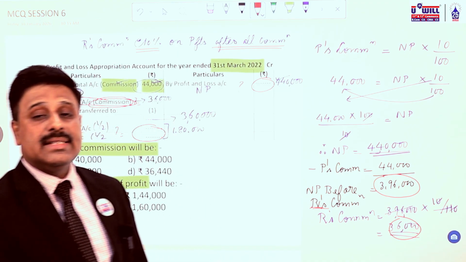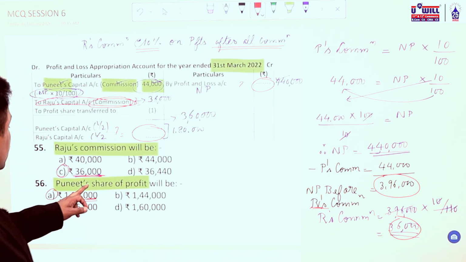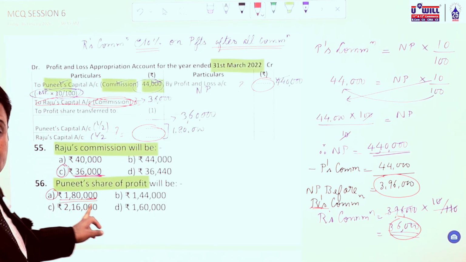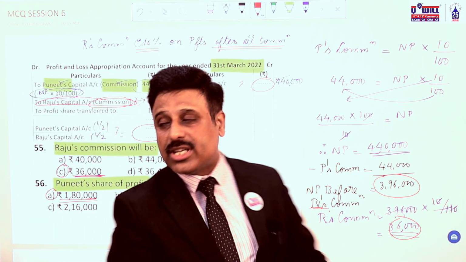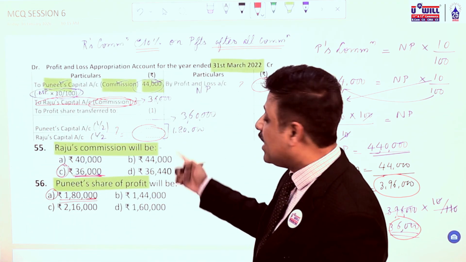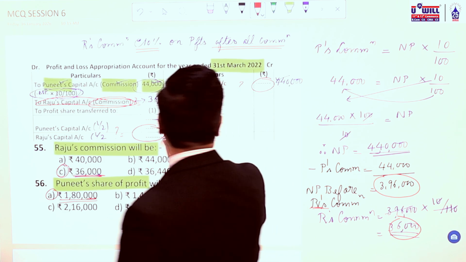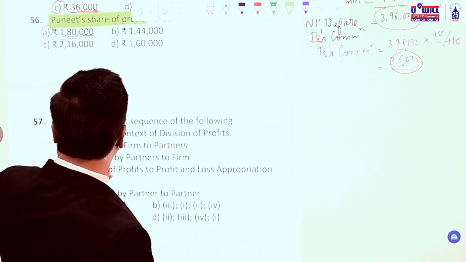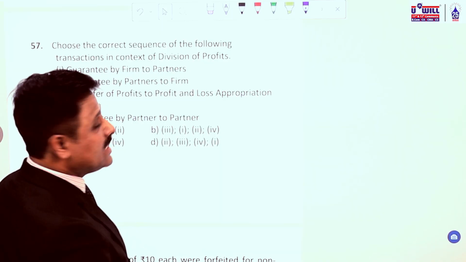Okay. Since no profit sharing ratio is given in the question, the profits will be distributed equally between both the partners. So what will Puneet get as his share of profit in 3,60,000? Half of that, 1,80,000. I hope everyone is clear with this. Going further, question number 57.